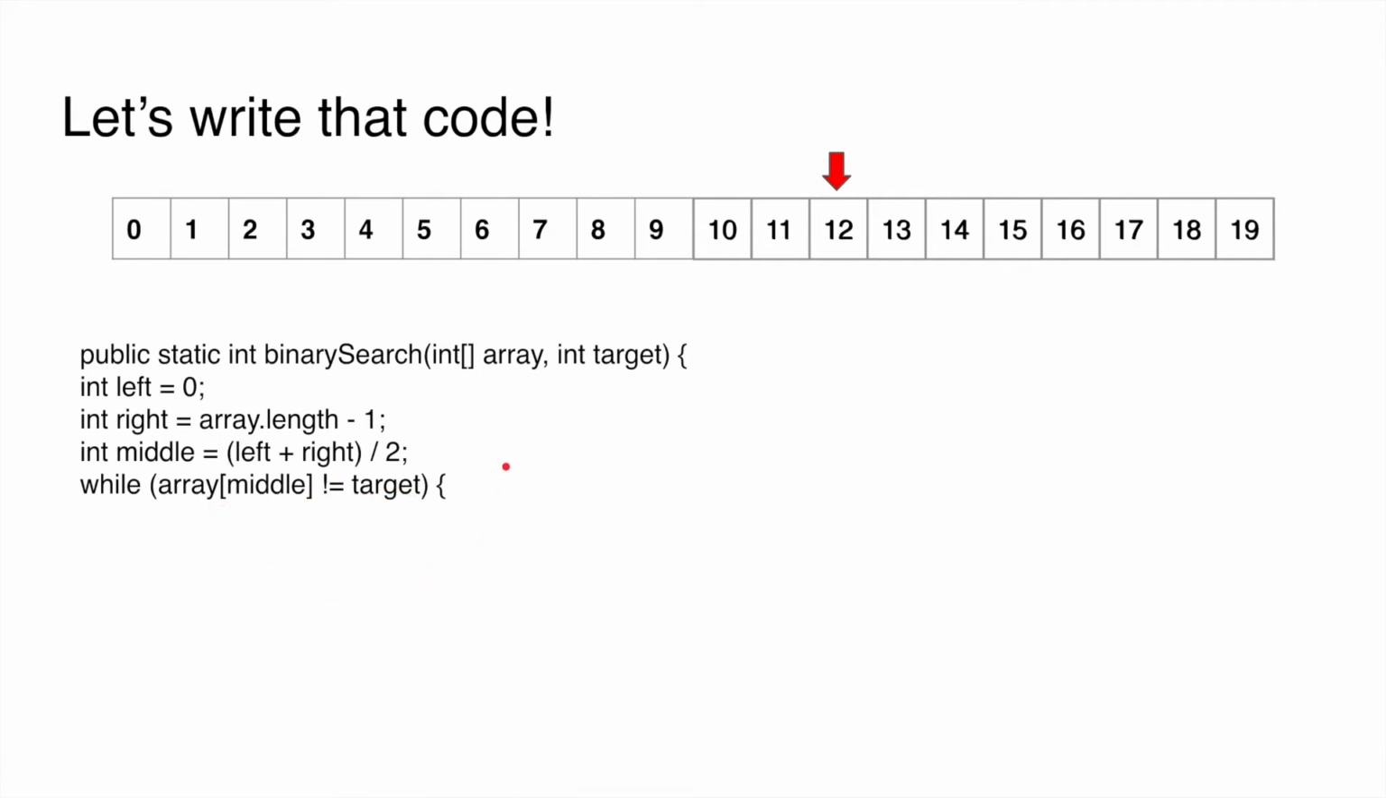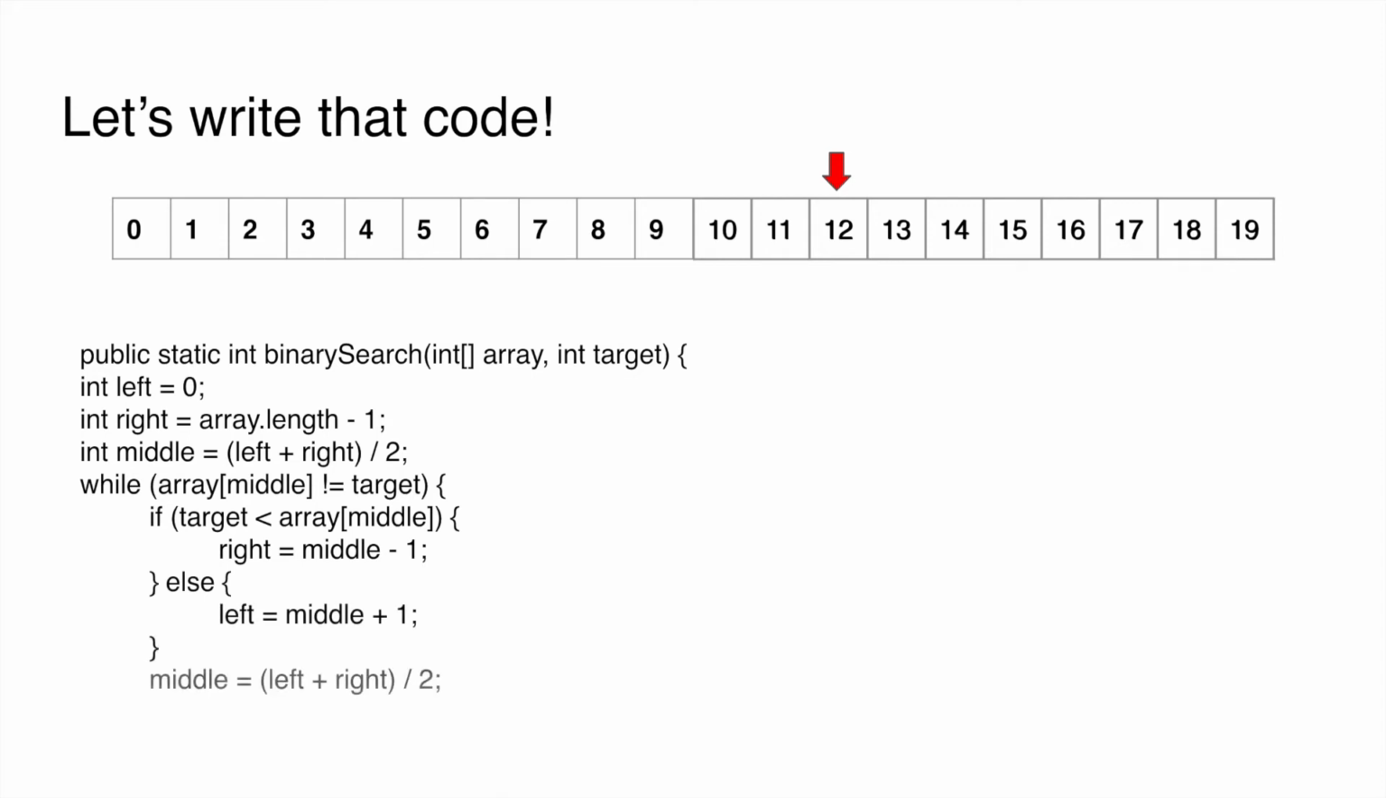What do I do? Well, it's not the element. I need to find out where the target landed. Is it on the left or is it on the right? If it's on the left, what do I do? Did you figure it out? I've got to make my right-hand side be where the middle was, minus 1. And if it's on the right, then I make the left-hand side the middle plus 1. And I just keep going until I'm done. Oh, of course, I need to update my middle. You got it? You think you're done?